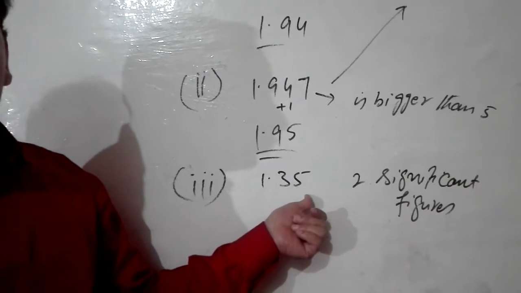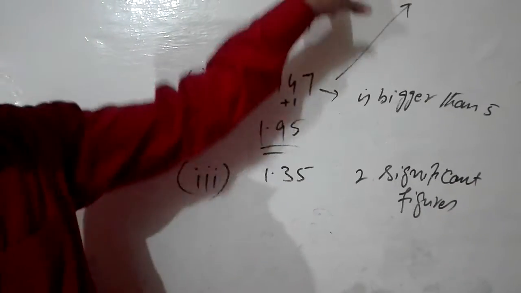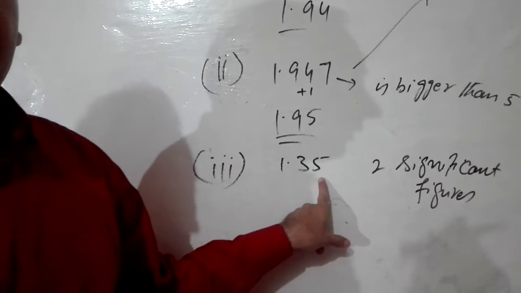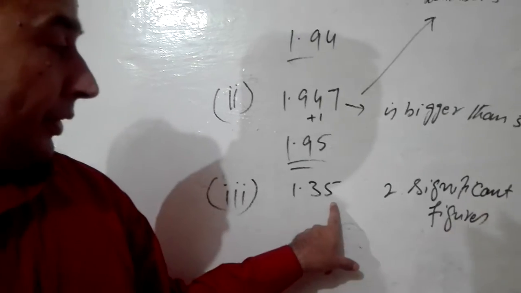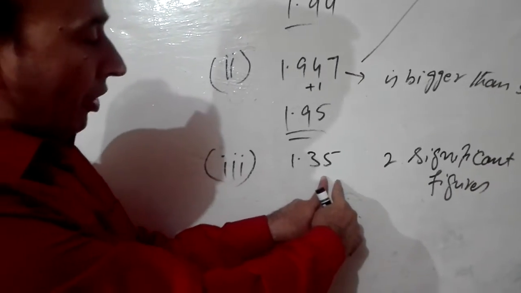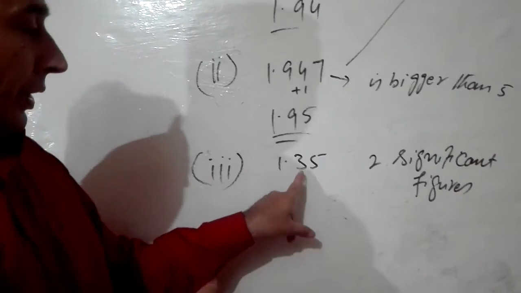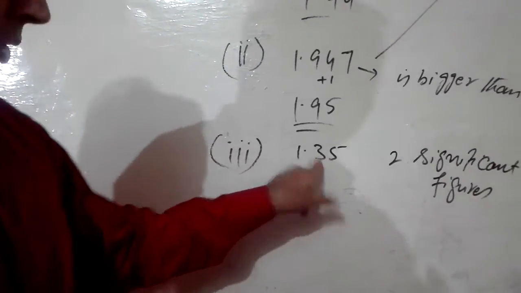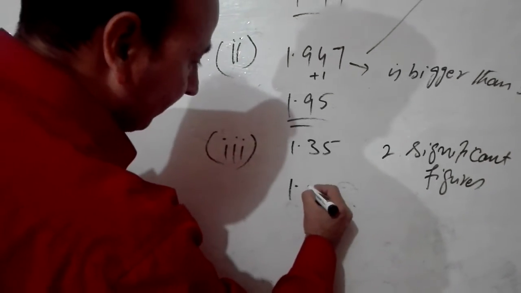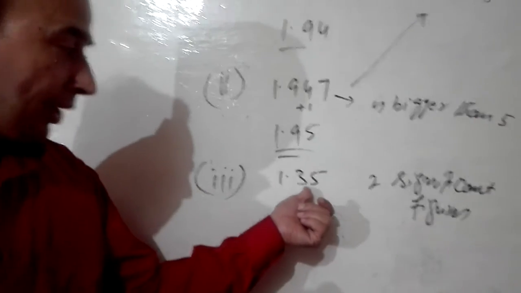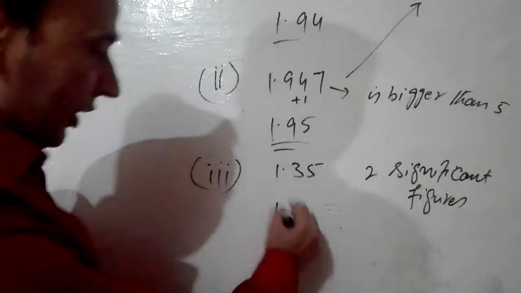The last digit is equal to 5, not less than, not more than 5. If it is equal to 5, then keep this in your mind: you have to round it off to an even number. Like 3, if we add 1 to 3, it becomes an even number. So I will round it to 1.4, because we have to add 1 to make it even. So it is one rule.